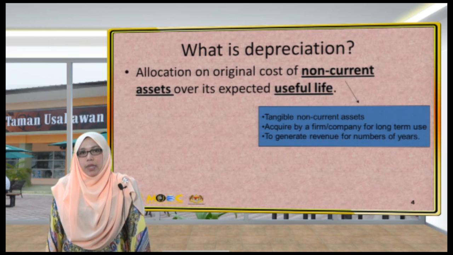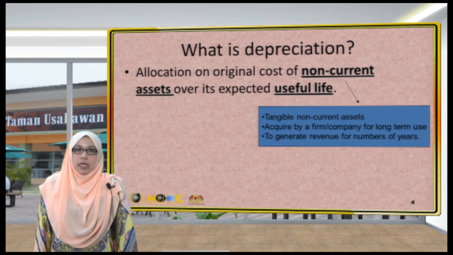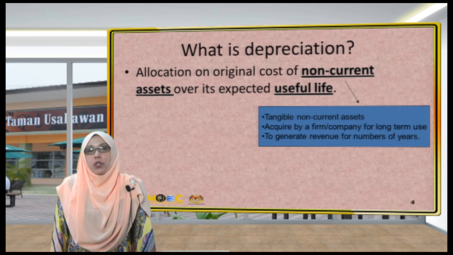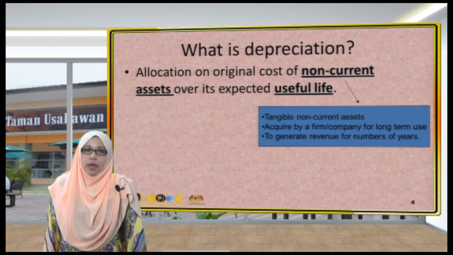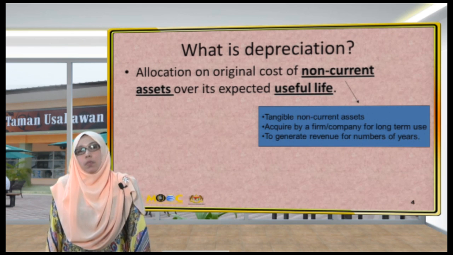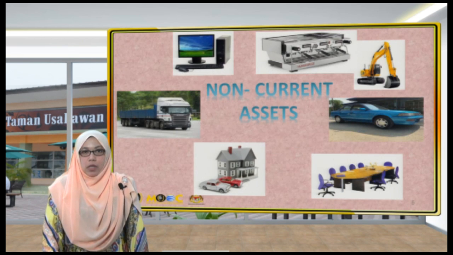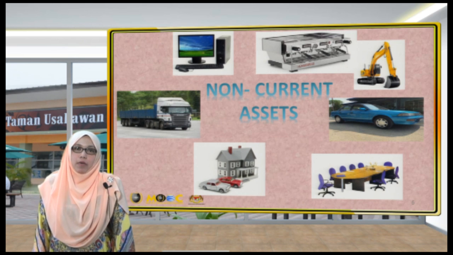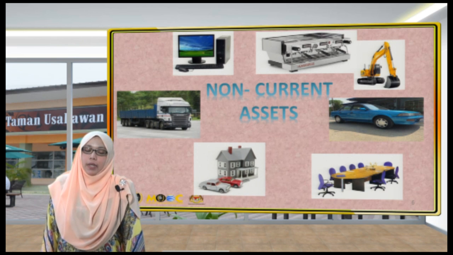So, what are tangible assets? Tangible assets are non-current assets that we can see and touch. We use the non-current assets in the daily business operation to generate profit. Non-current asset is tangible non-current assets which is acquired by a firm or company for long-term use for the purpose to generate revenue for a number of years. So these are examples of the non-current assets. There are computer, machine, crane, car, office equipment, lorry, and others.